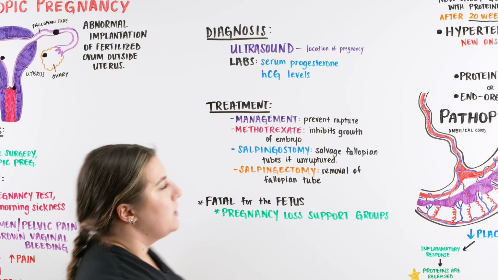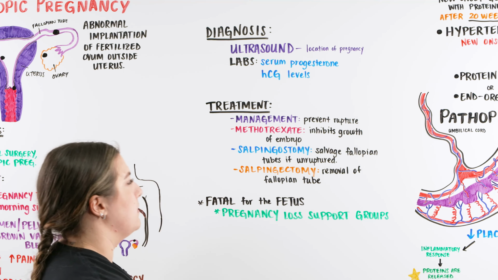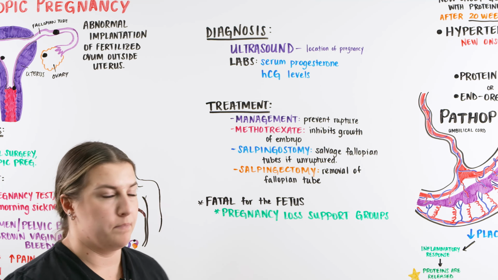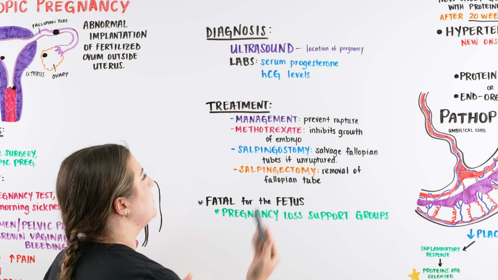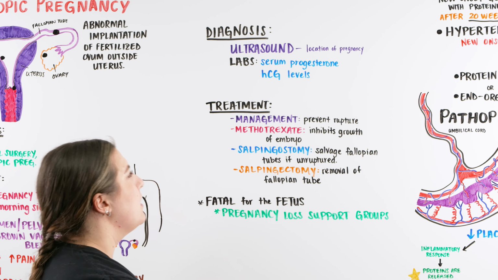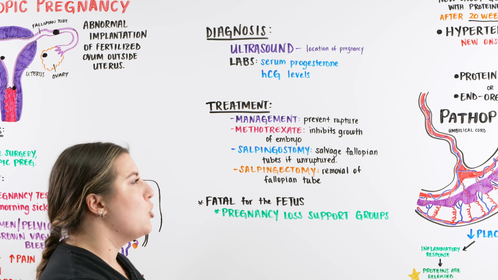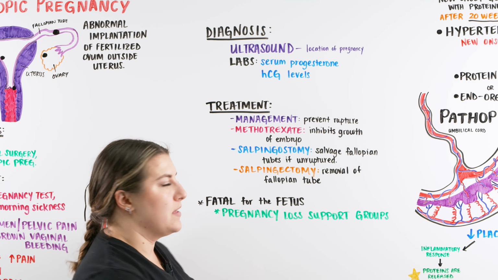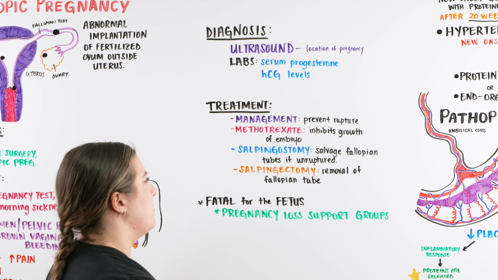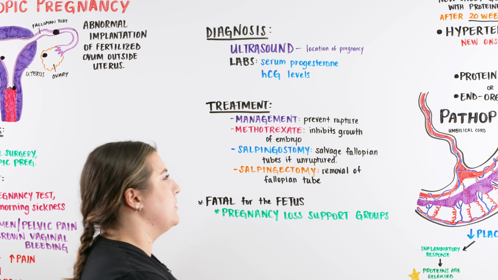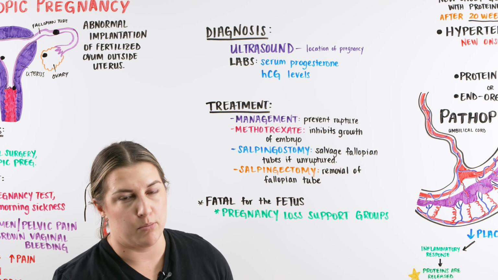And if we do find an ectopic pregnancy, there's a couple different ways that we can treat them. First of all, if the patient is asymptomatic, we can hopefully just manage them and prevent that rupture, right? So if we catch it early enough, we're going to be able to give them some medications. One of them is methotrexate, which is a medication that's going to inhibit the growth of the embryo.